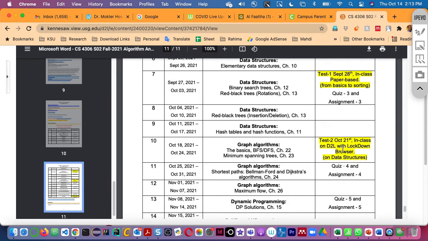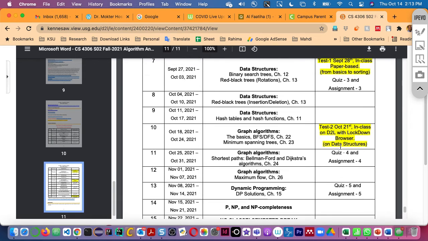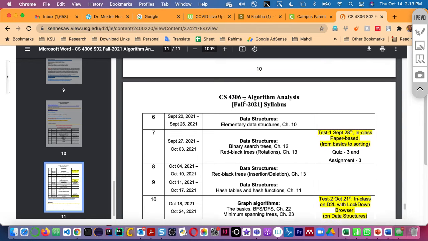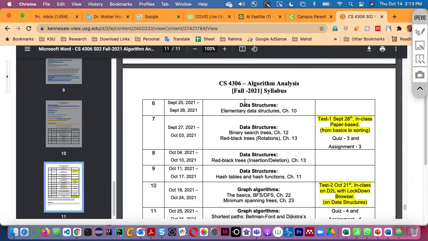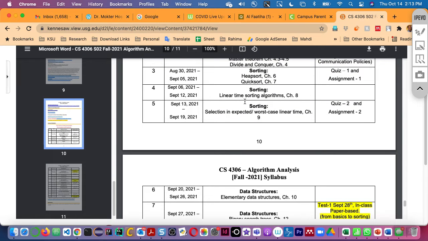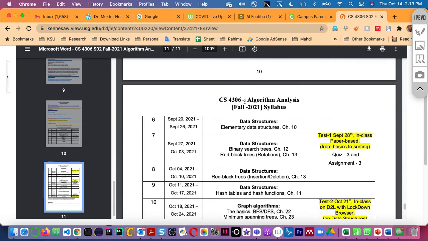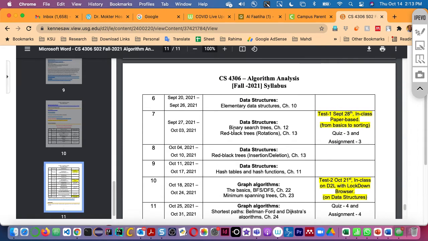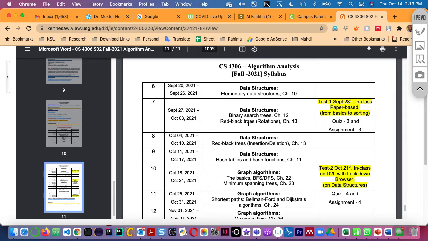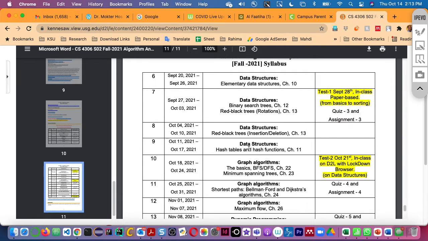So on D12 with Lockdown Browser, mainly one data structure, and it will cover linked list, stack, queue, and AVL tree, red black tree. Sorry, I wanted to add AVL tree here, I forgot. So AVL tree, red black tree, and hash tables and hash functions. Okay, that's it.